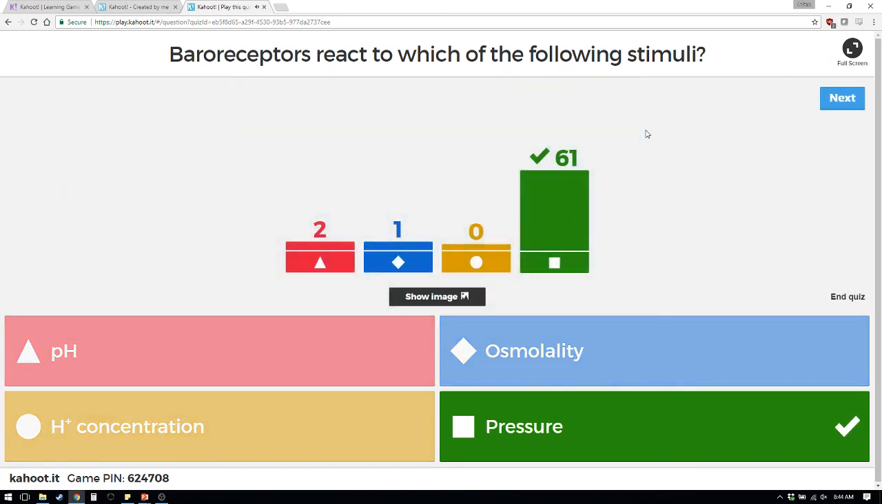Sure, right? What type of receptors would respond to changes in pH? Chemoreceptors, right? And then how about the osmolality? Osmoreceptor, that's pretty easy, right? Osmoreceptors, osmolality, makes sense. The hydrogen ion concentration would be the same as the pH, so it'd still be the same kind of chemoreceptors there. And pressure would be the baroreceptors. Fantastic.